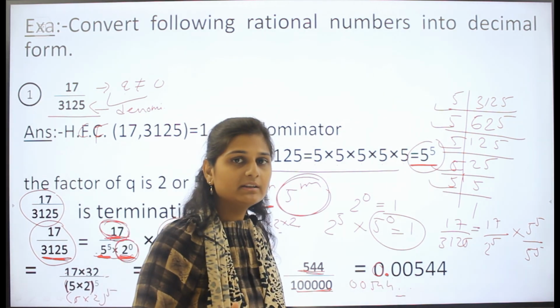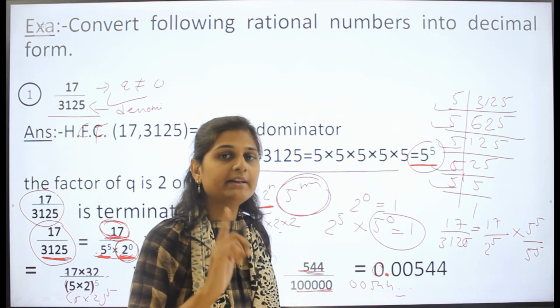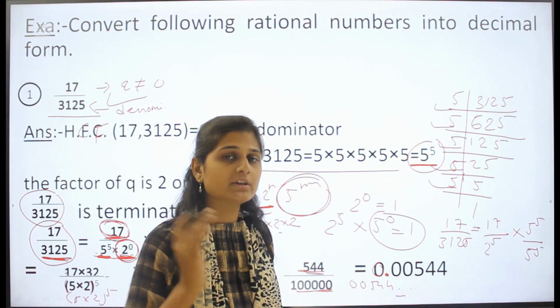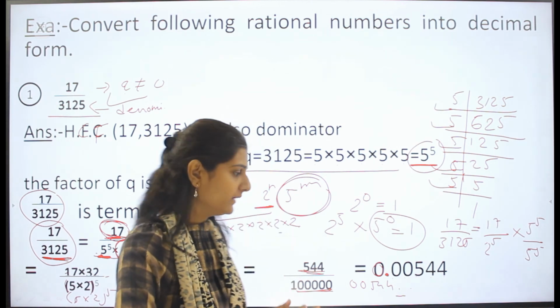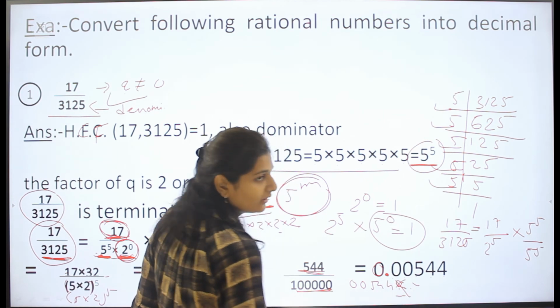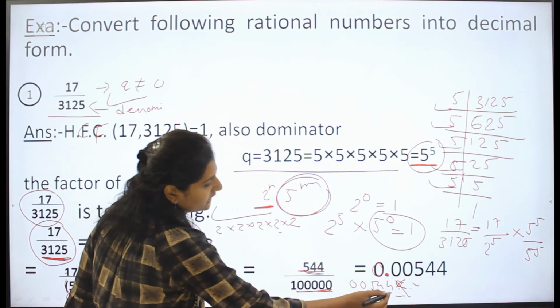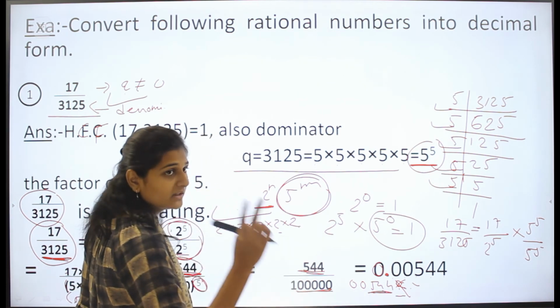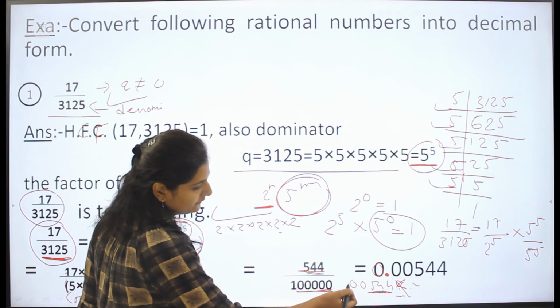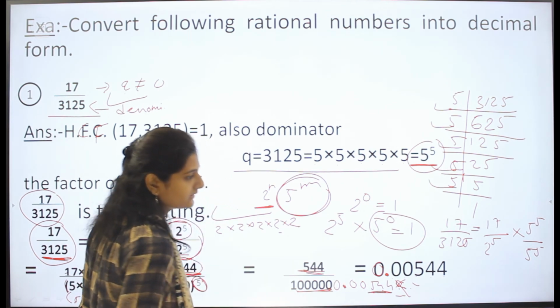But remember one thing, you have to write 0 before the value, not after the value. You cannot write it after 5 4 4. You have to write it before the value. So 3 values were there, but I need 2 more values, so I have taken 0 0, then the point will be there and then 0.